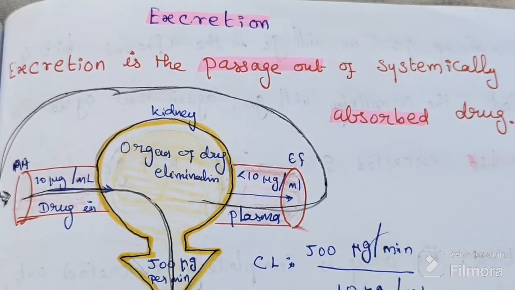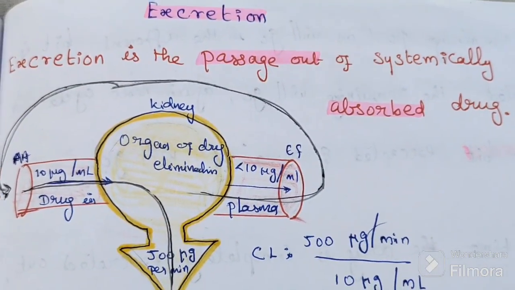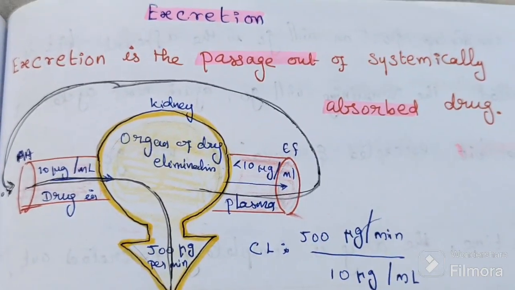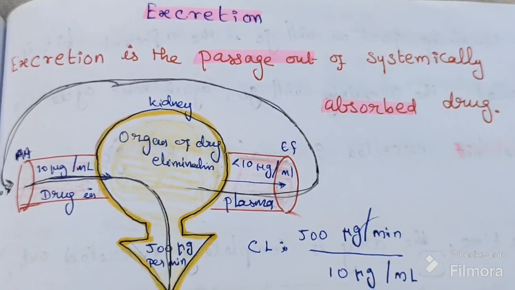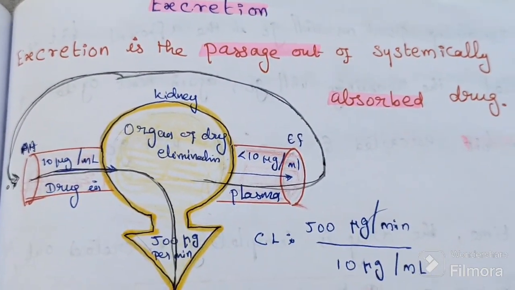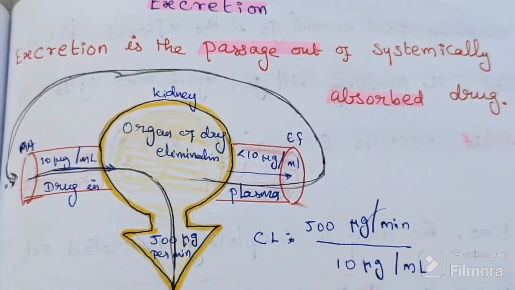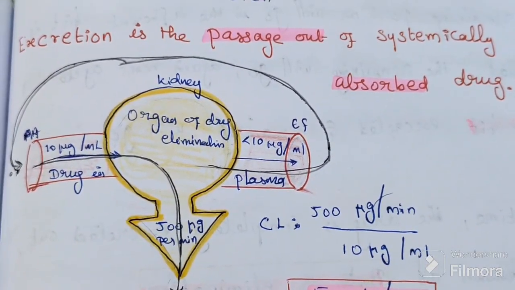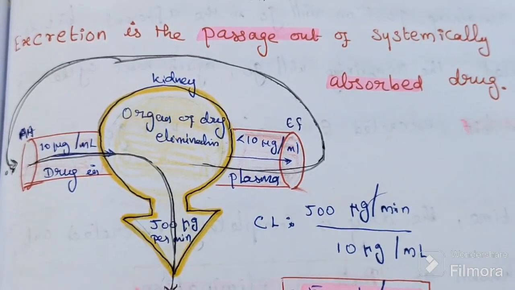Today's topic of discussion is excretion. What is excretion? Excretion is the passage out of systemically absorbed drugs. So, finally, the drugs pass out in the form of urine, excreted out of the body.